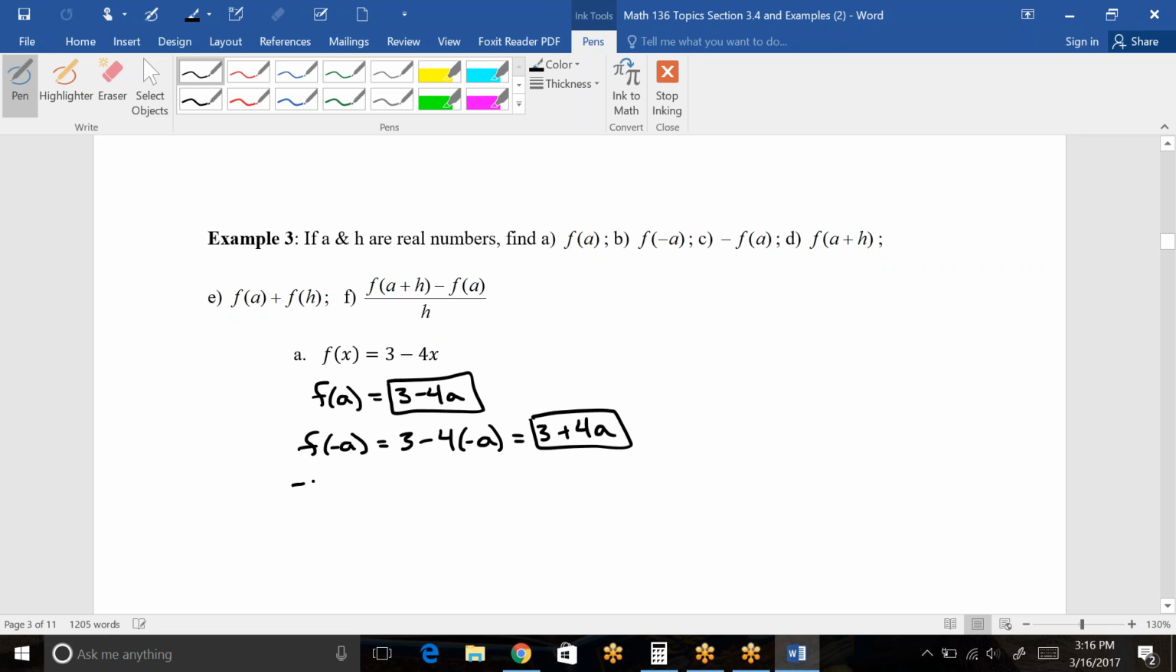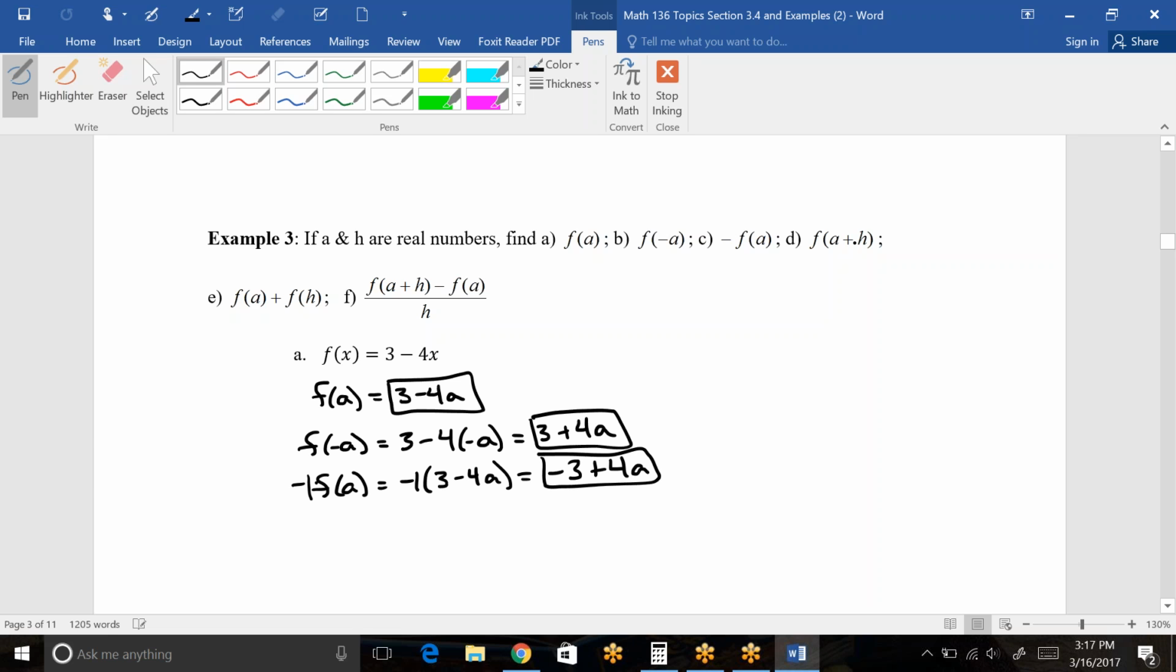And then negative f of a is negative times f of a. So this was f of a, and this is a negative 1 out front of that, because that's essentially what we think of this as. Negative 1 times f of a. So this would be negative 3 plus 4a.